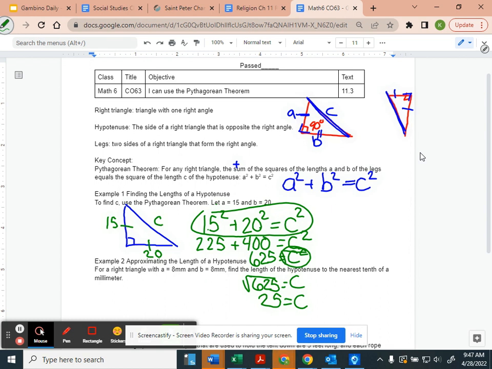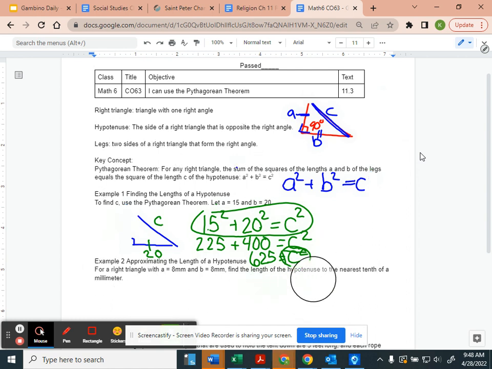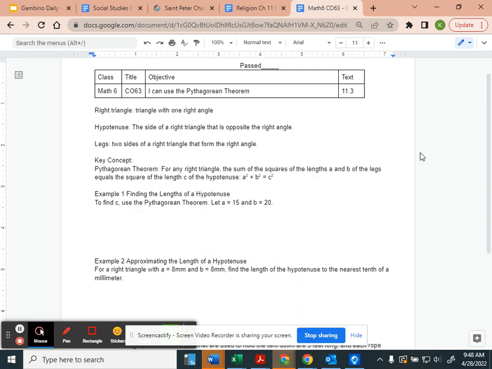Don't forget to show your work. Show what it is that you're doing. So if you make a mistake, you know where you went wrong. Or if you got the answer correct, you know what you did to get the correct answer. Let me move the paper up so we can see the next section.